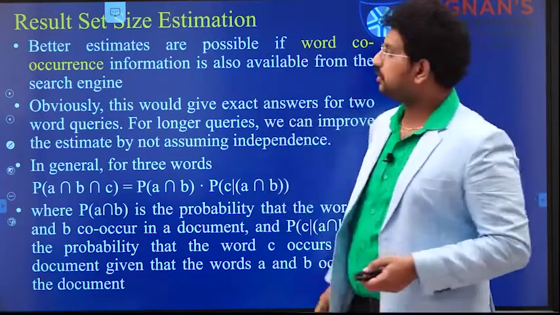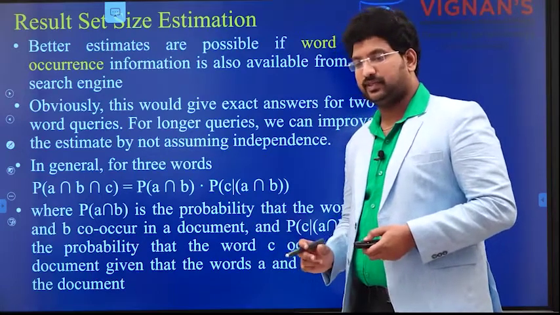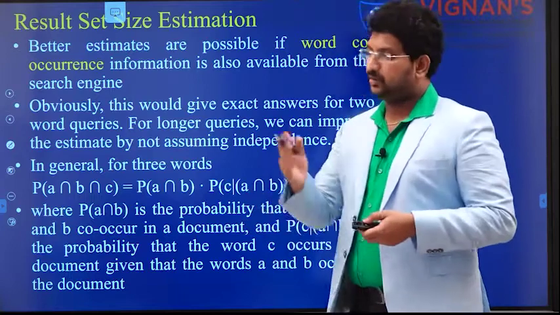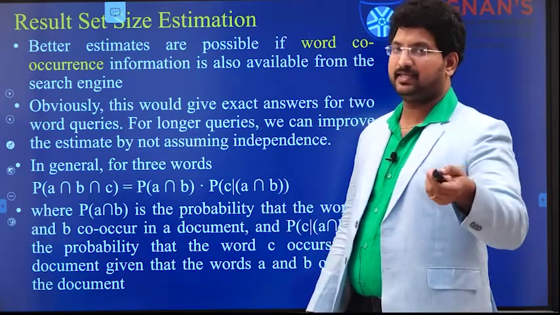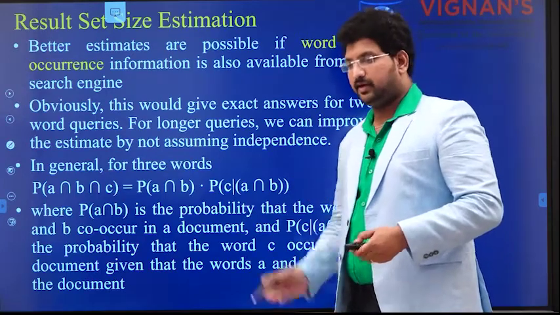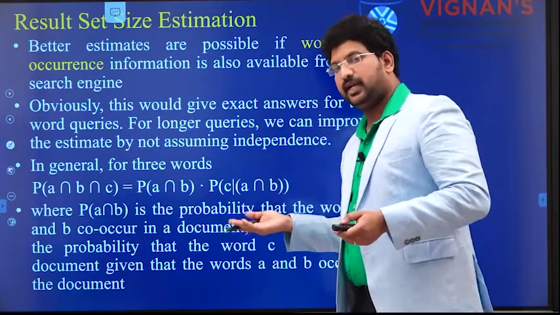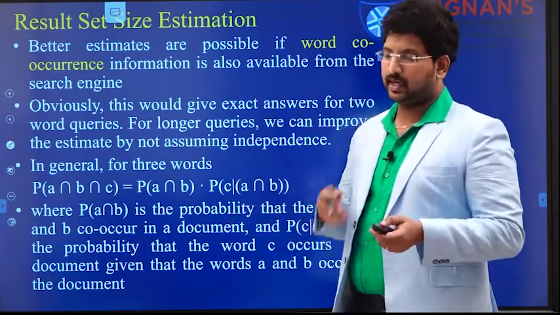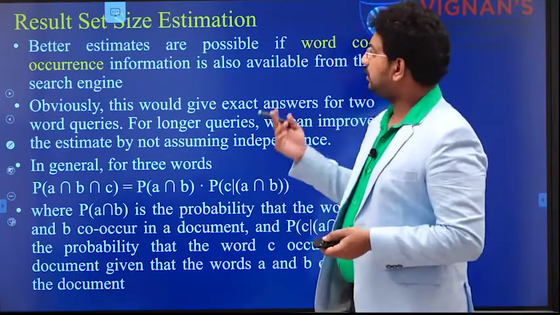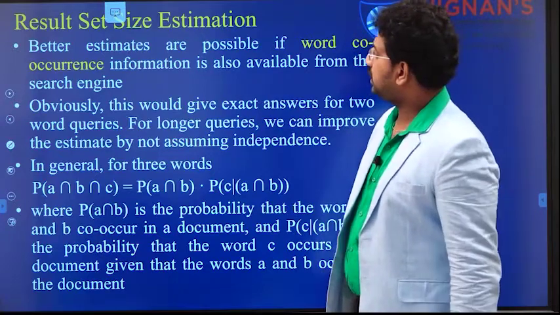But here in this slide you are going to understand the co-occurrence of the words. For example, there are three words: tropical, fish, aquarium. Now, if you consider tropical as A, fish as B, and aquarium as C, then A and B occur. So, the co-occurrence of A and B, and then related with C, how is it going to work, and as part of it, how you are going to retrieve the estimated result set size. So, this is what we are going to understand here.